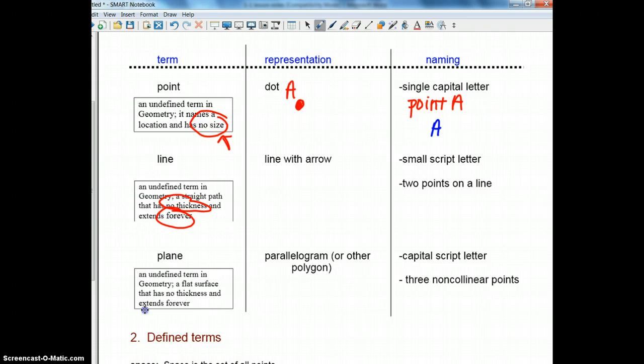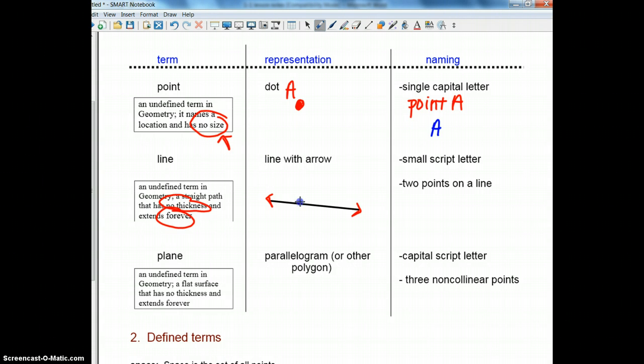However, we can represent it with a picture. And the way that we represent this picture is with a straight path. I'm going to use my little cheat tools here. Use my straight path. And then to show that it goes on forever and ever, we will represent that with arrows.